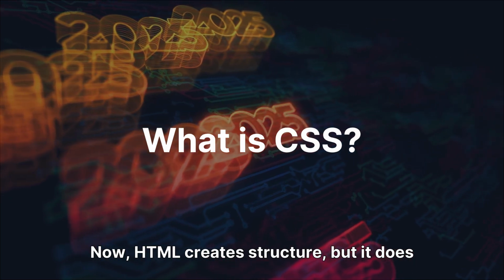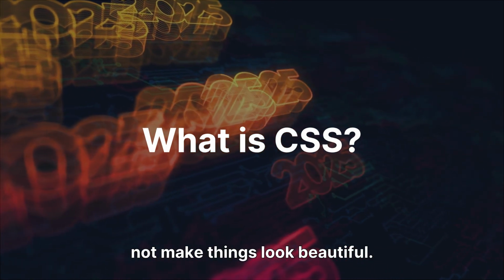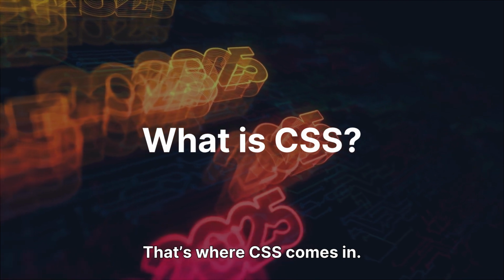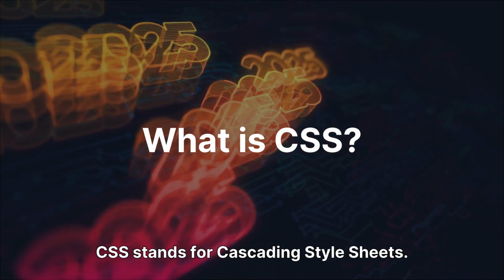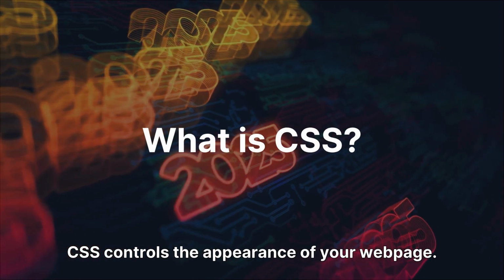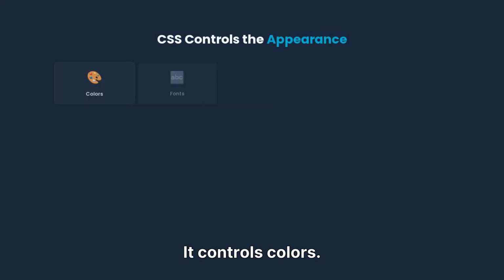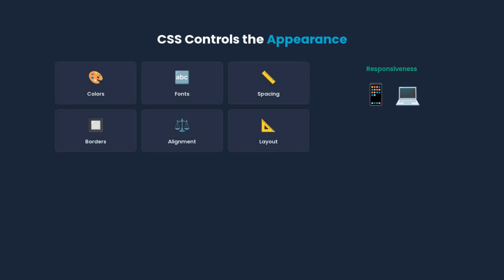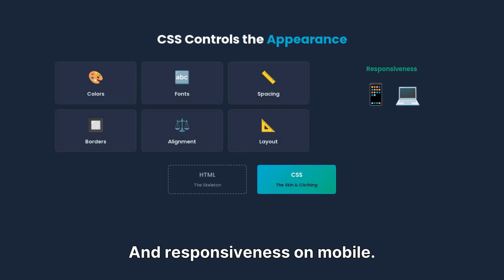Now, HTML creates structure, but it does not make things look beautiful. That's where CSS comes in. CSS stands for Cascading Style Sheets. CSS controls the appearance of your web page. It controls colors, fonts, spacing, borders, alignment, layout, and responsiveness on mobile. If HTML is the skeleton, CSS is the skin and clothing.